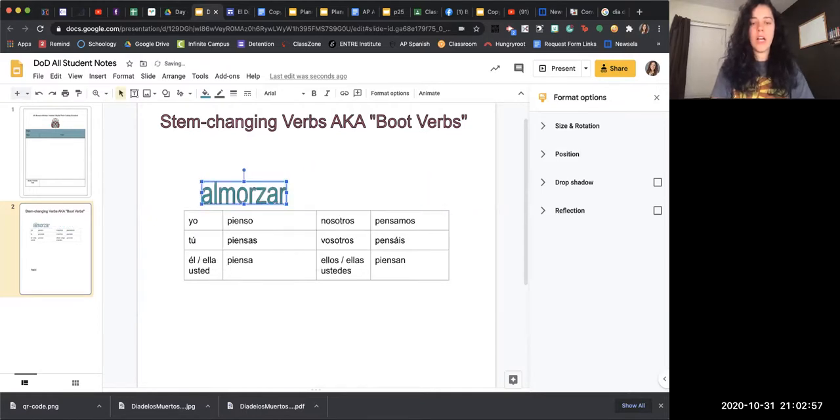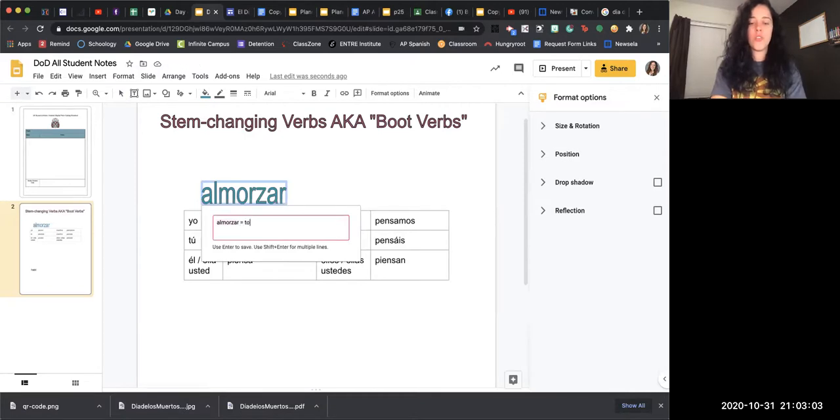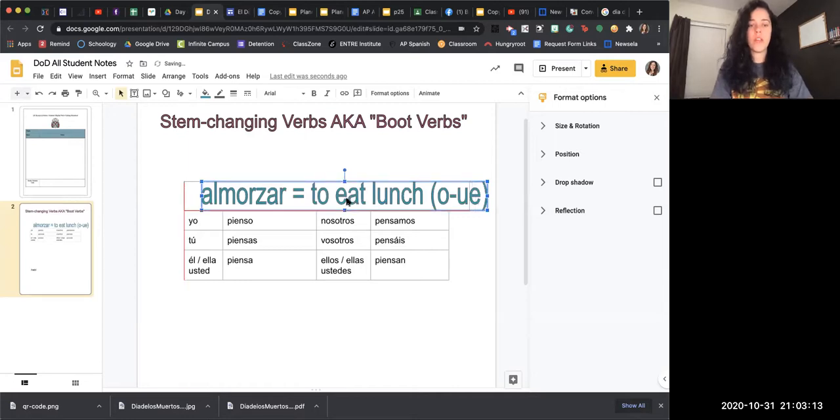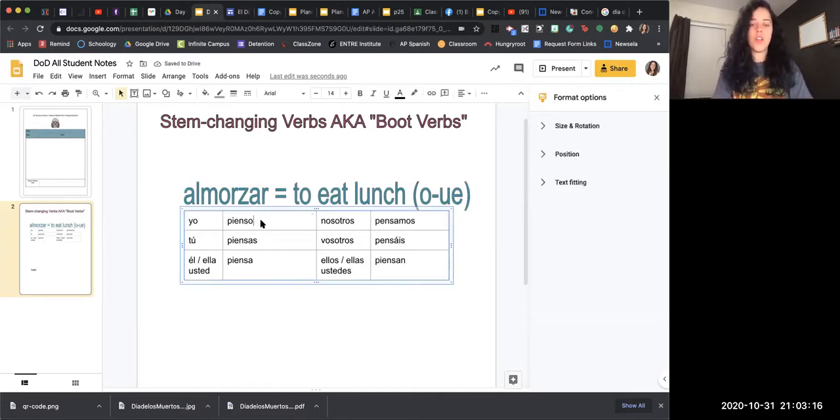Almorzar. This is not an E verb, it's an O stem. Almorzar is to eat lunch. It is an O to UE stem changer. Okay, there it is, almorzar. So I need to erase this because this is the other verb. Pensar was to think, not to eat lunch. Okay, here we go. All right, so almorzar.